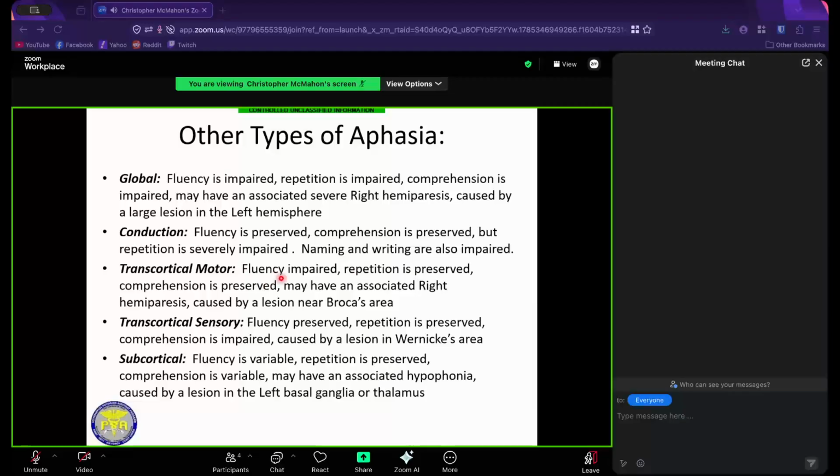Transcortical motor: fluency is impaired, repetition is preserved, comprehension is preserved, may have an associated right hemiparesis. It sounds like Broca's. A lot of these are very small differences, like, hey, how do I differentiate these out versus others? I'm not going to test you on this. These are just for your background information. There's more flavors of aphasia. Just keep it to Broca's and Wernicke's because those are what you're going to see the most on tests and the easiest ones to differentiate clinically.